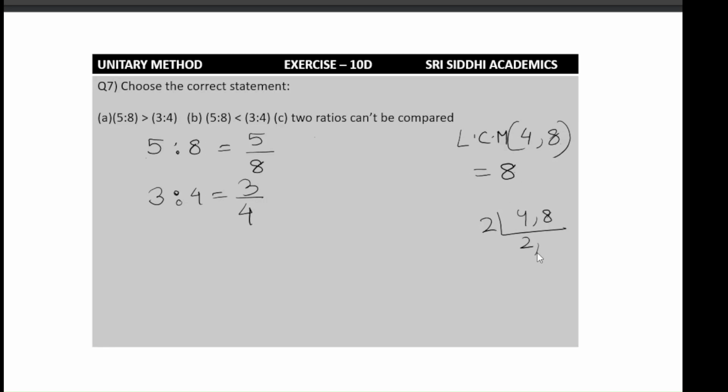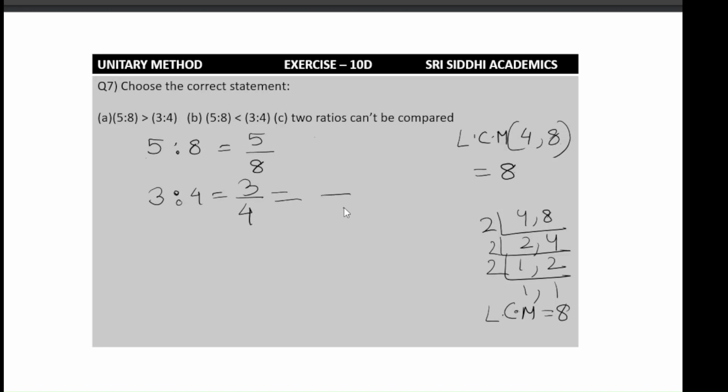2 2s are 4, 2 4s are 8, 2 1s are 2, 2 2s are 4, again 2 here. So what, sorry, this will be again 1 here. So LCM will be 2 multiplied by 2, 4, 4 multiplied by 2, 8. So right, without doing this long cut method, we can do it this way. LCM can be 8. So 5 by 8 is here.